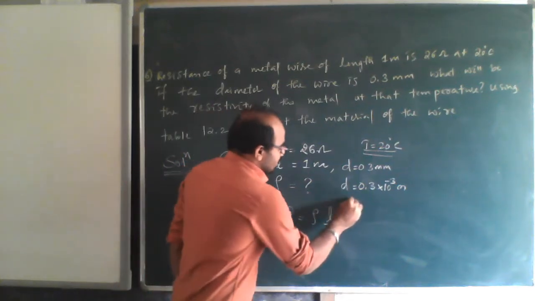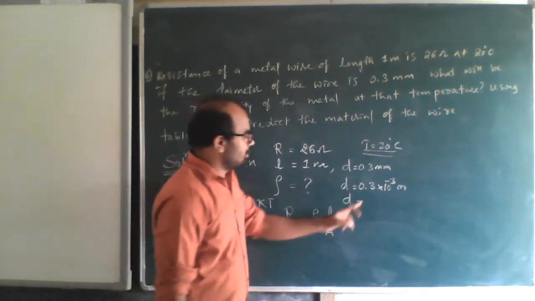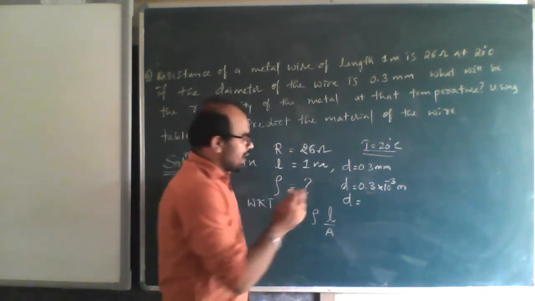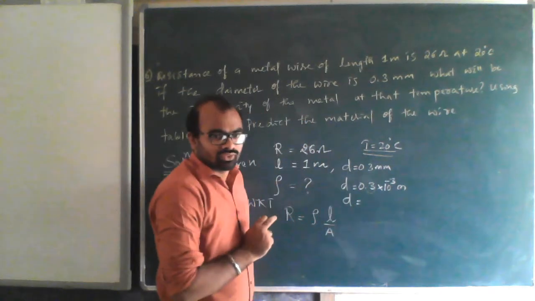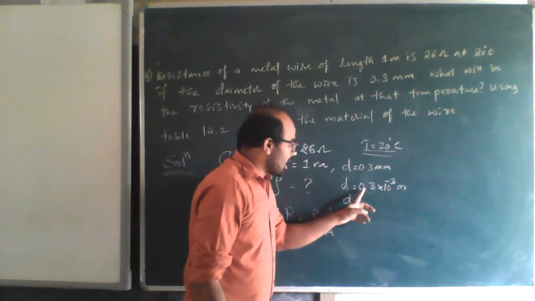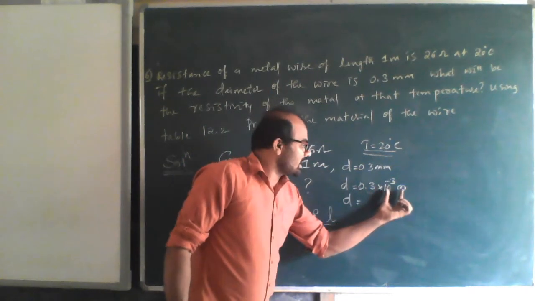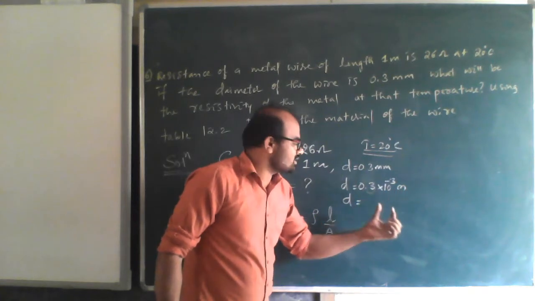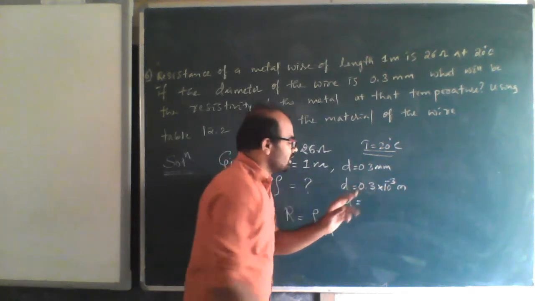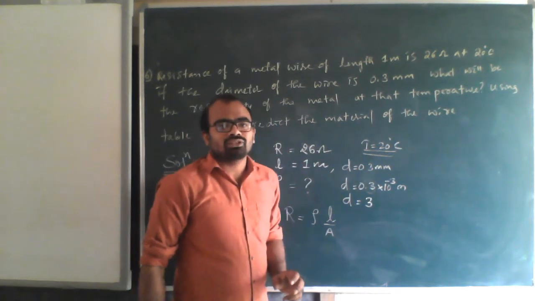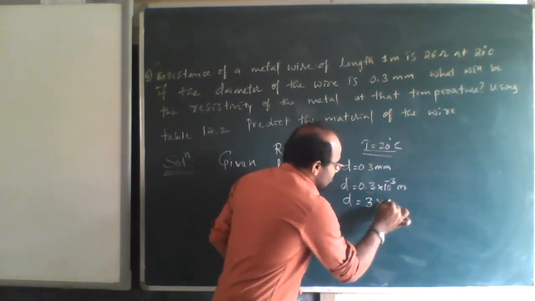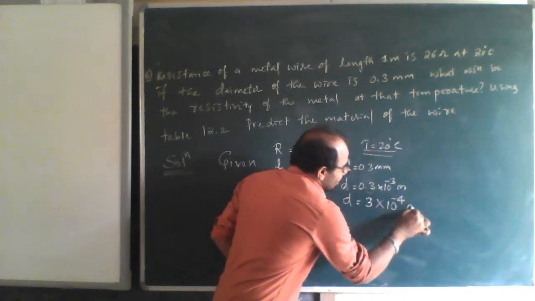I will turn this into 3. If I make it 3, I have to move the decimal point to the right. When I move the point right, it will become 10 to the power minus 4. I am increasing this value, so here I have to decrease the power to balance. 0.3 is less than 3, so I am making 0.3 as 3. That means I increased the value, so I have to decrease the power. Minus 4. Don't get confused.